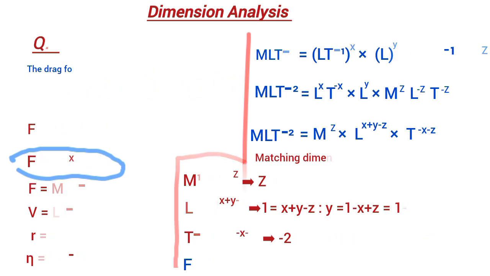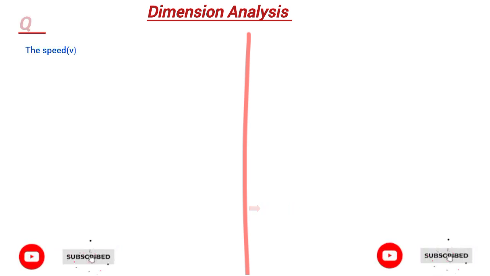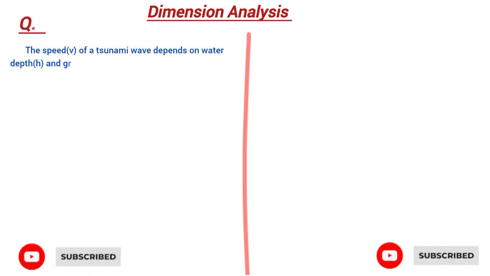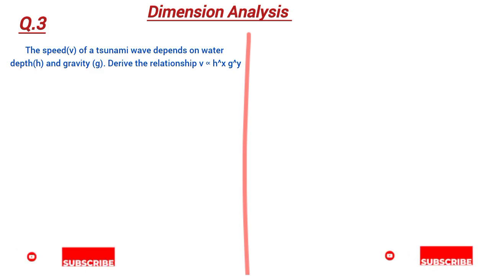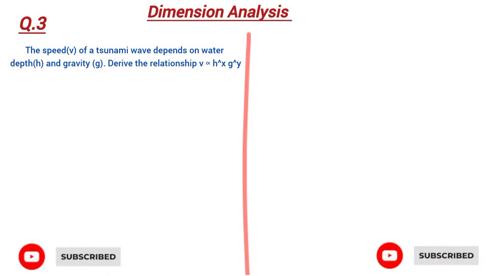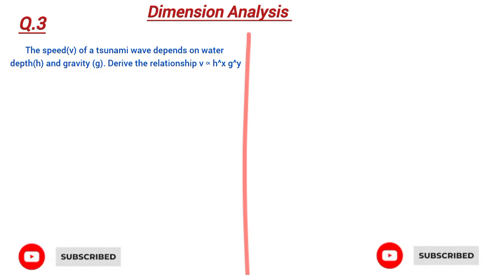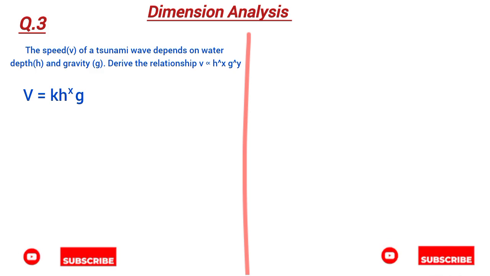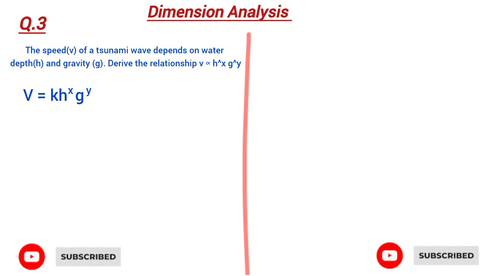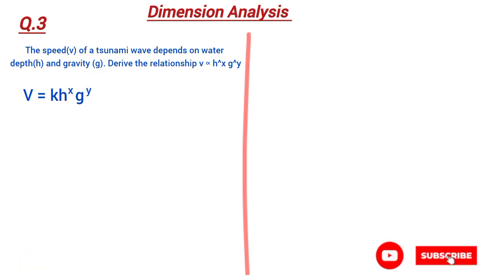Now let's look at this question. It says, the speed v of a tsunami wave depends on water depth h and gravity g. Determine the relation v is proportional to h raised to x, g raised to y. Introducing the constant of proportionality k, we have v is equal to k, h raised to x, g raised to y. We know that the dimension of v is LT minus 1.